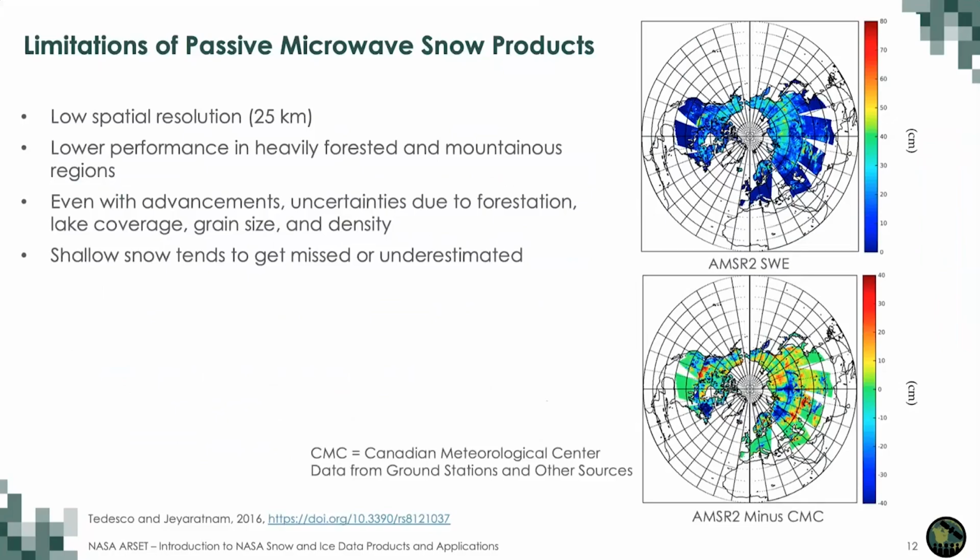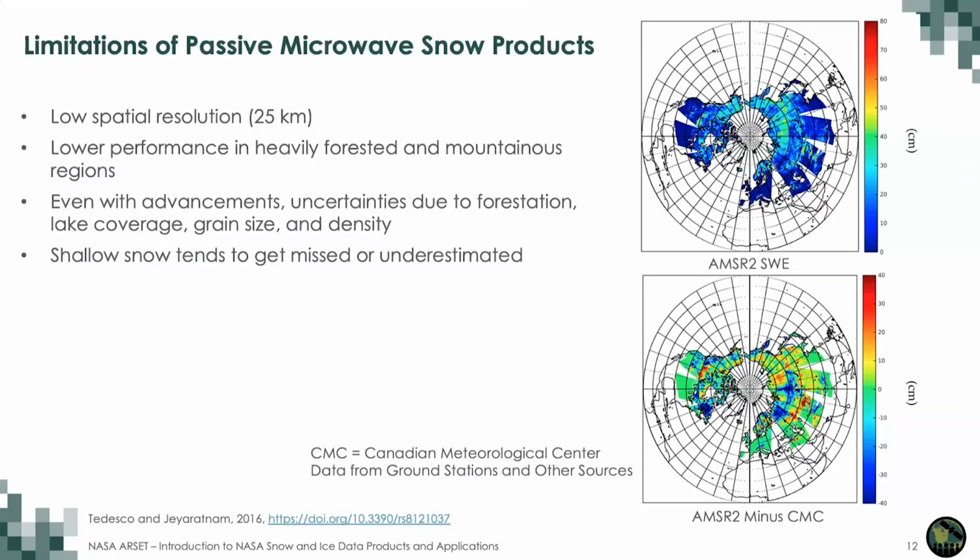So there are a lot of limitations with passive microwave snow products. A particular one is the low spatial resolution. The emission from the Earth's surface is quite low energy, so for a given satellite antenna size, you need to get a fairly large ground area that you are sensing from. So 25 kilometers does not give you a lot of fine detail.